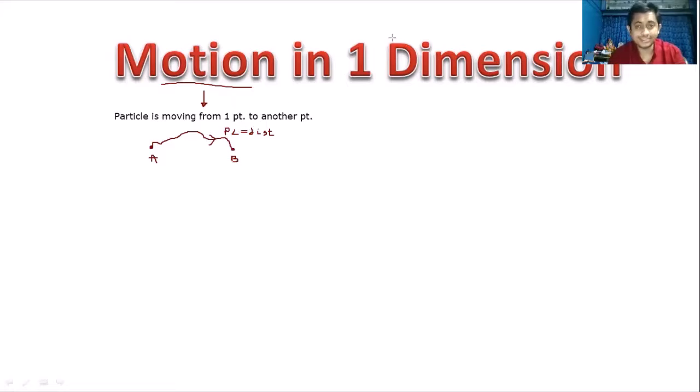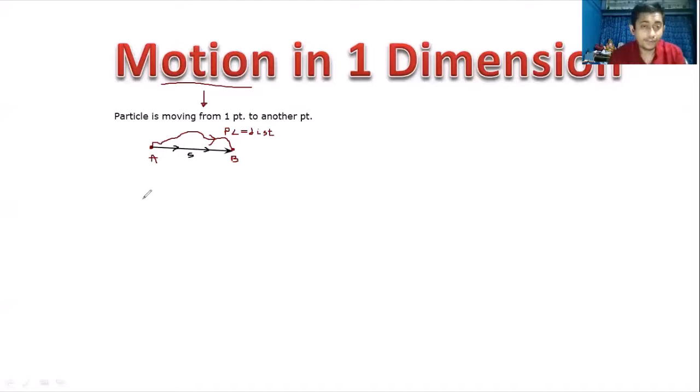Now, the shortest distance between points A and B, the shortest distance between the initial and the final point, that shortest distance, students, is called displacement. That is S. So displacement is a vector quantity. It is always directed from initial to final position. Displacement is the shortest distance between the initial and the final points.